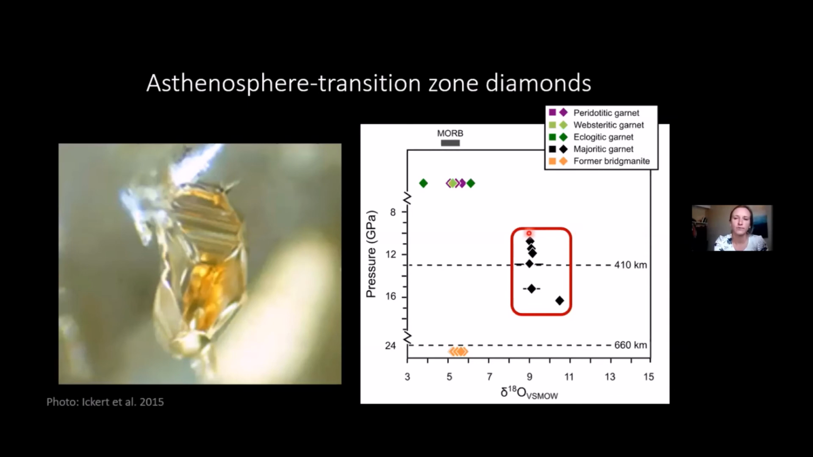However, things get a bit more interesting when we start looking at some of our deeper diamonds, and specifically our diamonds that have majoritic garnet inclusions. And when we analyze these for their delta 18O values, what we found were extremely elevated values. That is quite different from the values we got from our eclogitic garnets.